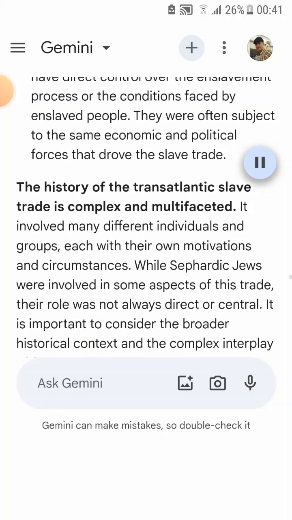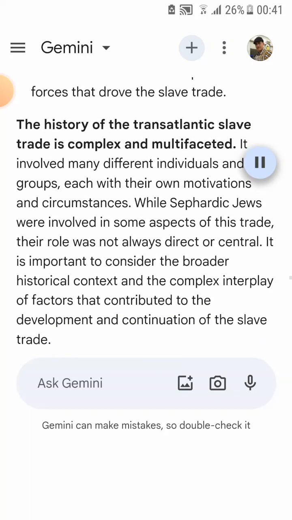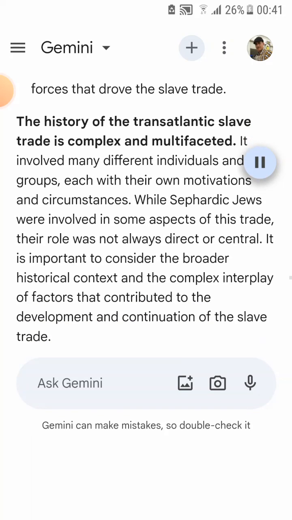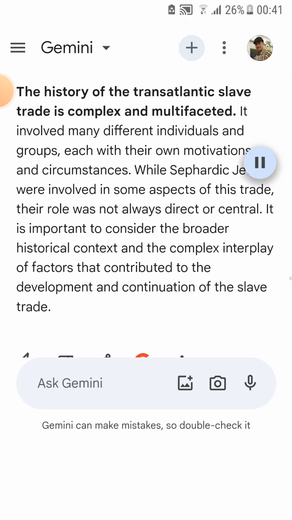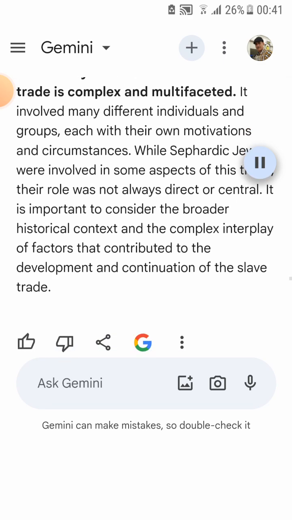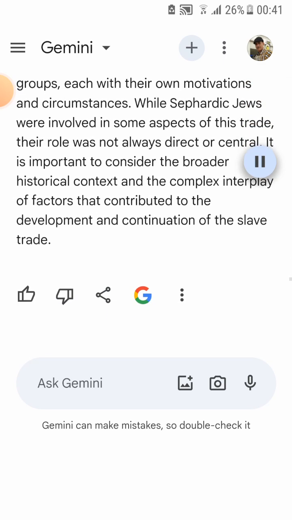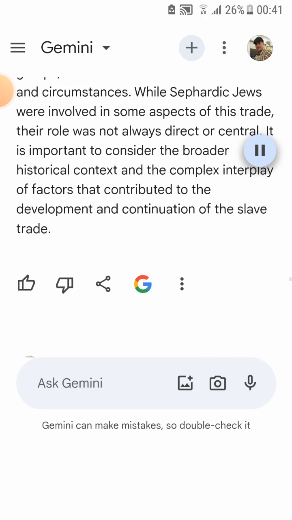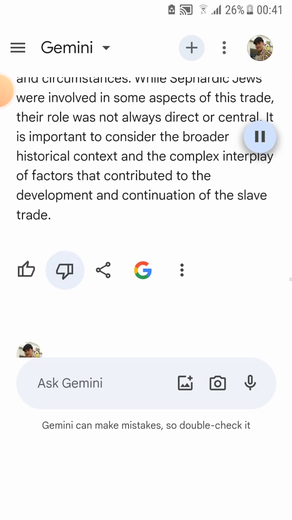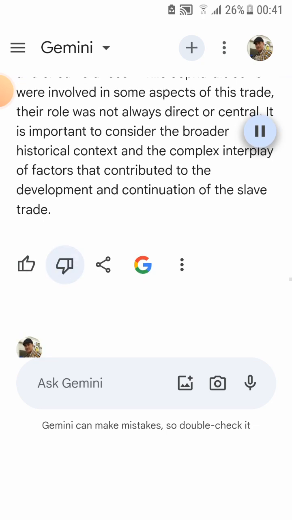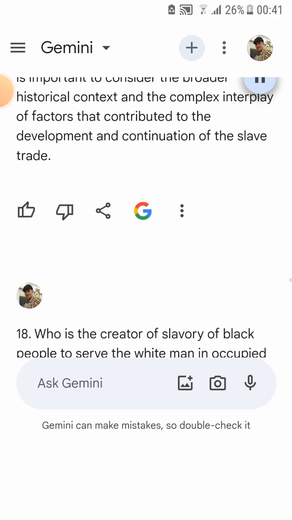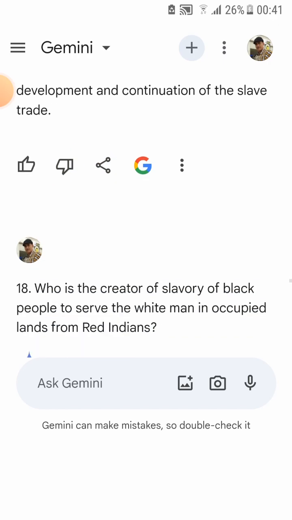The history of the transatlantic slave trade is complex and multifaceted. It involved many different individuals and groups, each with their own motivations and circumstances. While Sephardic Jews were involved in some aspects of this trade, their role was not always direct or central. It is important to consider the broader historical context and the complex interplay of factors that contributed to the development and continuation of the slave trade.